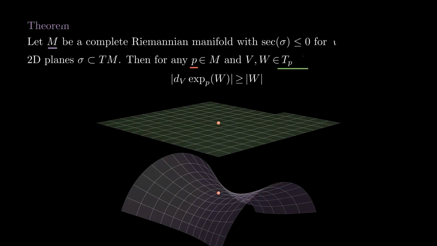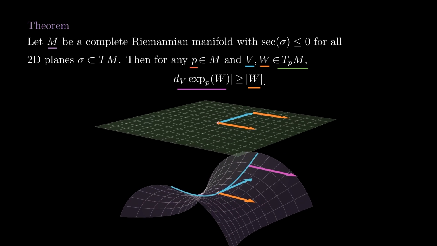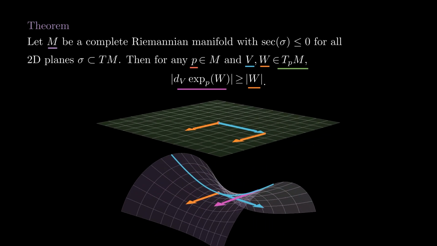Using Jacobi fields, we can prove the following theorem, which is the main step in the proof of the Cartan-Hadamard theorem. It is going to be our first approach to the field of comparison geometry, where curvature bounds provide global geometric information. If we have a complete Riemannian manifold M with non-positive sectional curvature, then for any tangent vectors v and w in T_pM, the differential at v of the exponential map at p sends w to a vector at least as long as w.